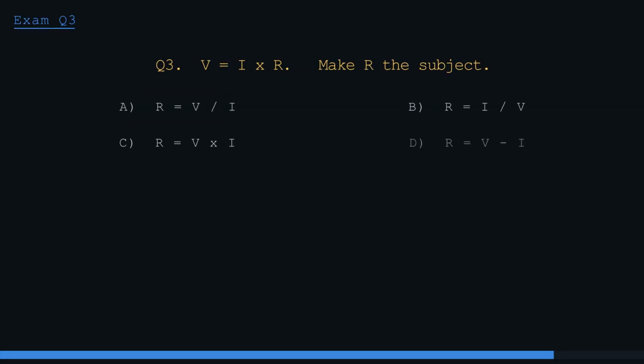Question 3. The formula V equals I times R. Which expression correctly makes R the subject? Pause and choose your answer. The answer is A, R equals V divided by I. Divide both sides by I to isolate R.